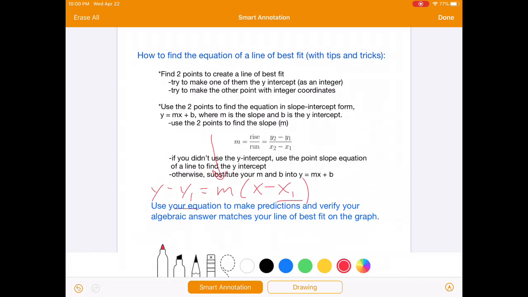But like I said, if you use the y-intercept, all you really need to do is substitute your m and your b into y equals mx plus b. And then you can use that to make predictions.